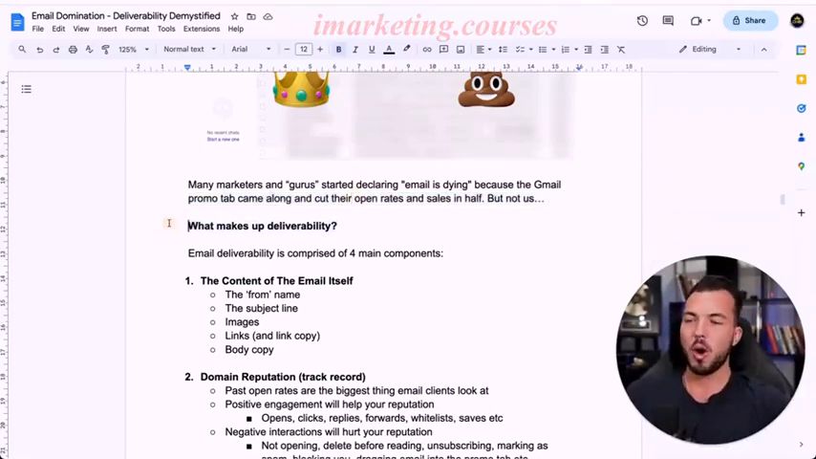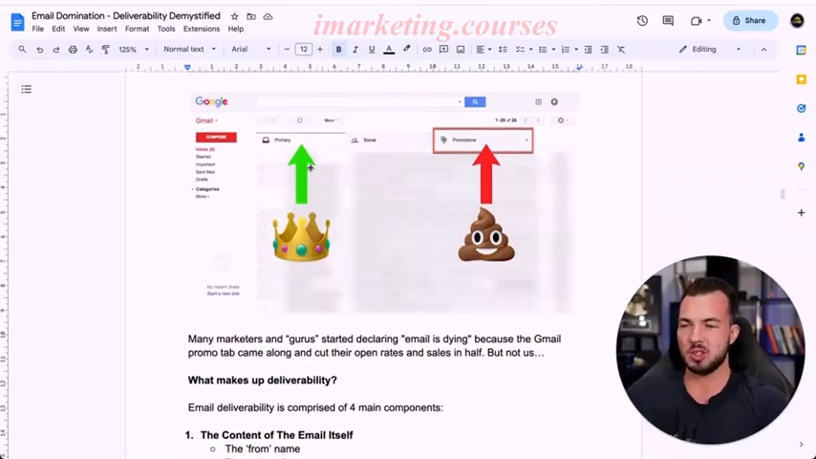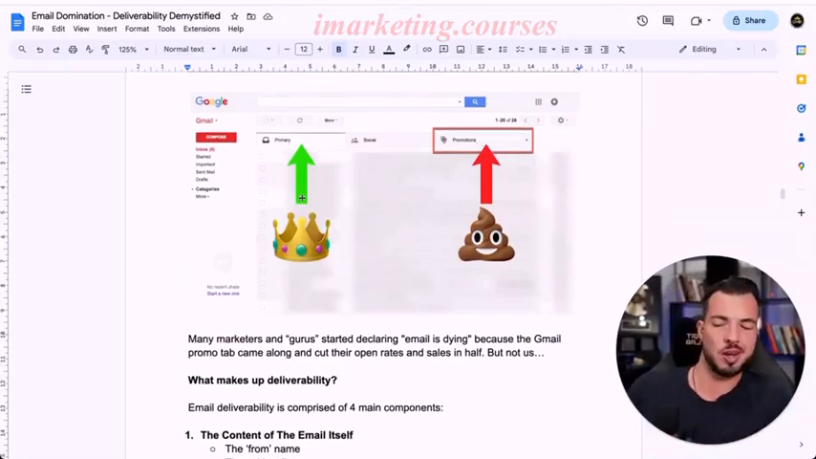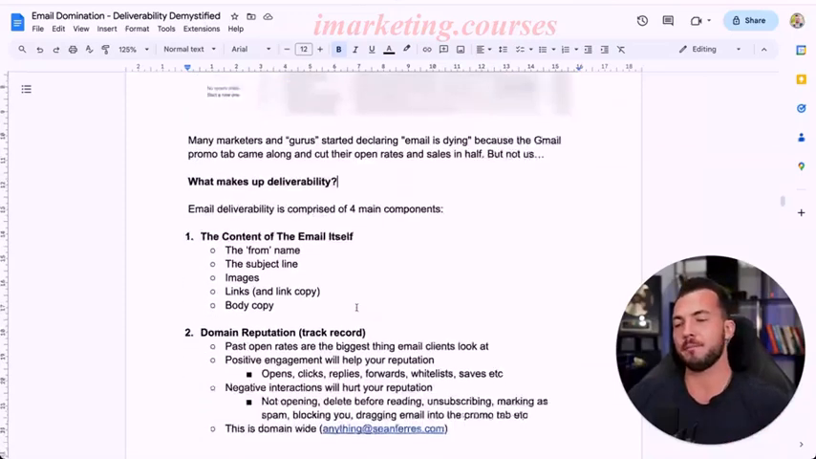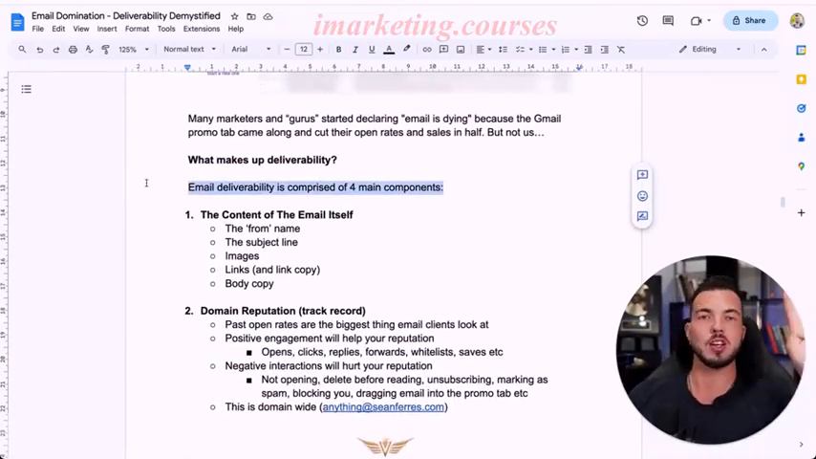So let's talk about what makes up deliverability. How is this determined? What actually determines if your email goes to primary or promotions? What's important? What's not? What matters? What doesn't matter? That's what we're going to talk about and demystify for you right now. All right. So email deliverability is comprised of 4 main components.